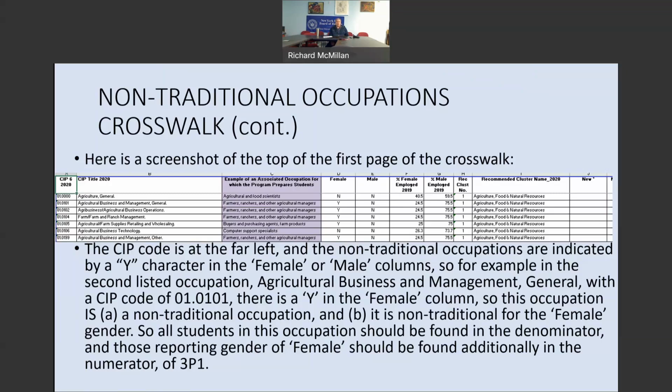So, for example, in the second listed occupation, agricultural business and management general, with a zip code of 01.0101, there's a Y in the female column. So this occupation is, first and foremost, a non-traditional occupation, because it is non-traditional for one gender, and second, it is non-traditional for the female gender. So all students in this occupation should be found in the denominator, and those reporting gender of female should be found additionally in the numerator of 3P1.